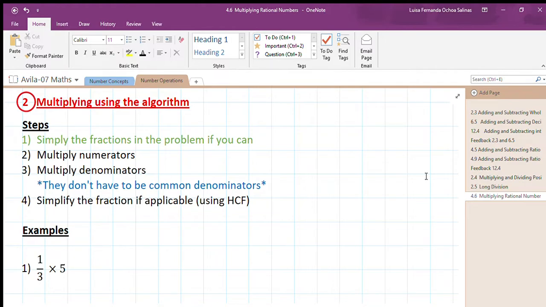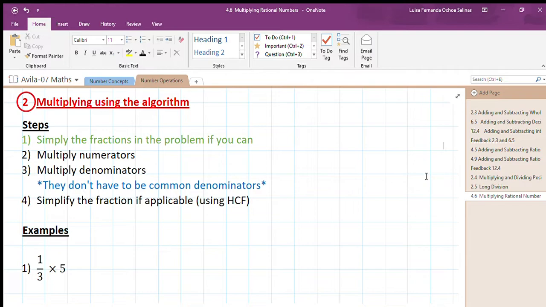This is going to make your operations much easier. So always make sure and verify if you can simplify the fractions just before you start doing anything. Then you're going to multiply numerators, and then you're going to multiply the denominators. Just be aware that we're talking about multiplication.